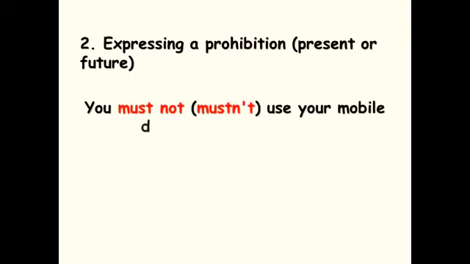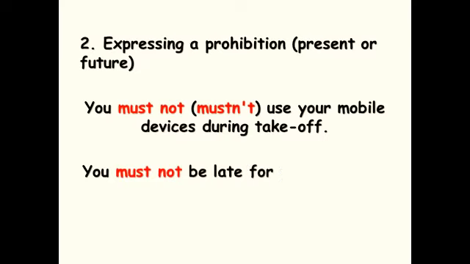Looking at the second usage of must, it is expressing a prohibition. Once again, in the present and future tenses. Examples, you must not or mustn't use your mobile devices during takeoff. Another example, you must not be late for your interview tomorrow.